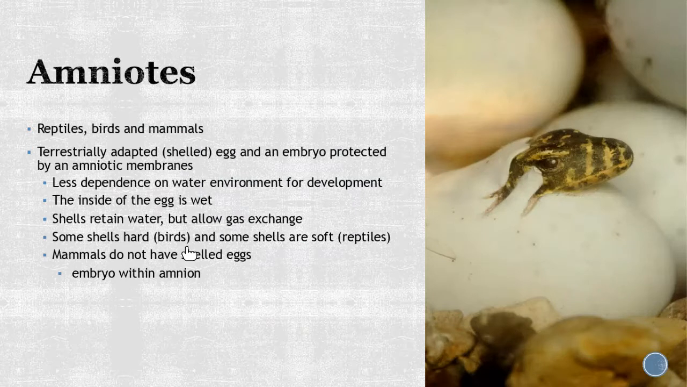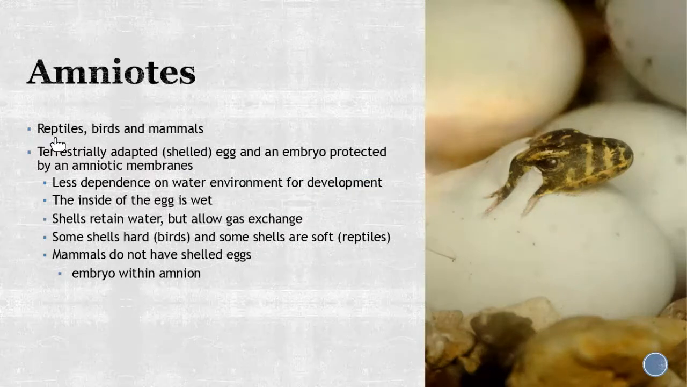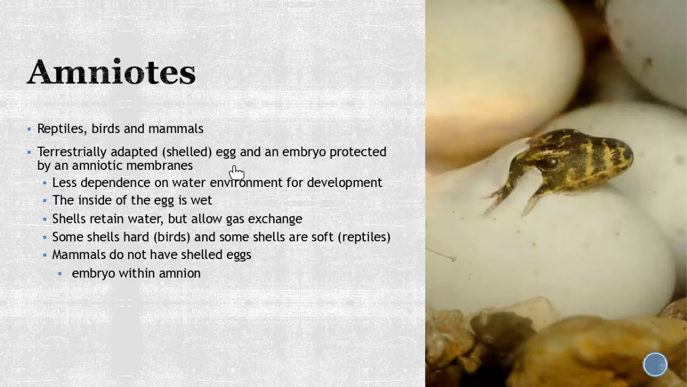We're talking about the amniotes, and this is where we classify a big group. These include your reptiles, your birds, and your mammals. They have adapted this shelled egg, and what it does is it protects the embryo by an amniotic membrane. What's really important is it takes away our dependence on a water environment for development. So we can colonize more of the land because we don't have to be as close to a water environment.